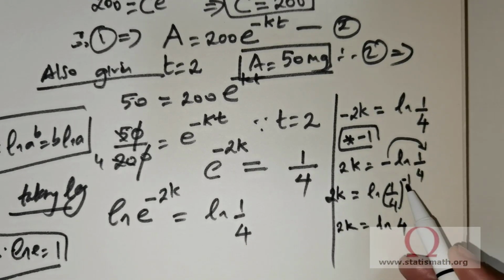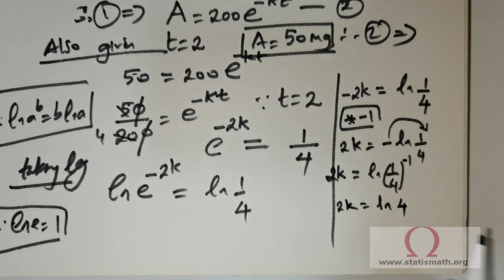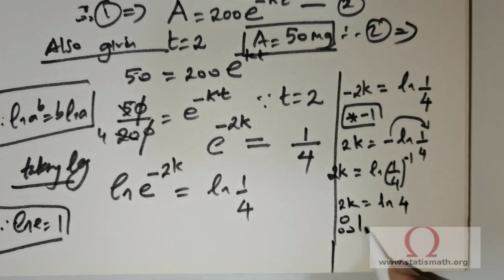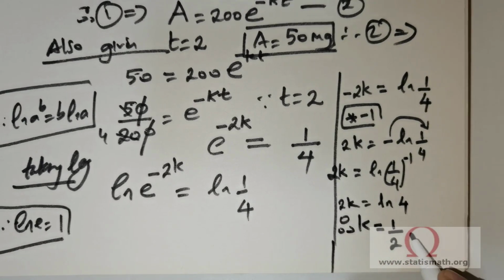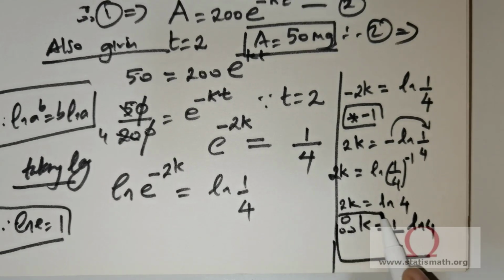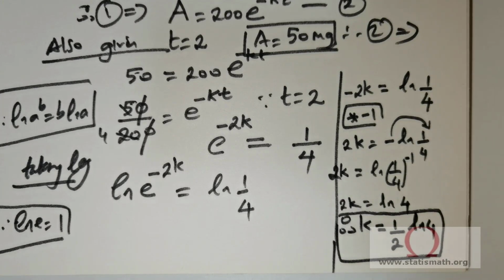Ln of 1 over 4 with the exponent being negative, I can flip it and write it as ln 4. I need to get the value of k alone. So therefore, from here, the value of k is going to be equal to 1 over 2. You bring the 2 down. So 1 over 2 times ln 4. So this is the value of k. Now after obtaining the value of k, we can answer the final question, which wants us to obtain the half-life.